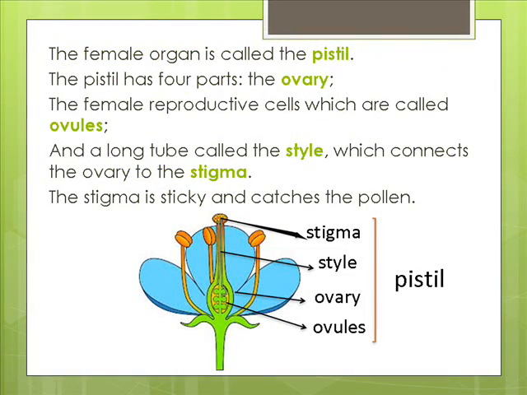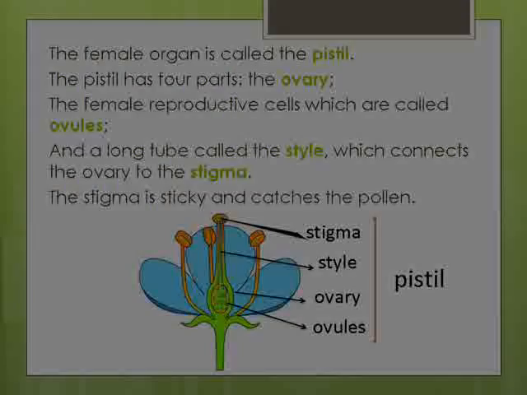The female organ is called the pistil. The pistil has four parts: the ovary, the female reproductive cells, which are called ovules, and a long thin tube called the style, which connects the ovary to the stigma. The stigma is sticky and catches the pollen.